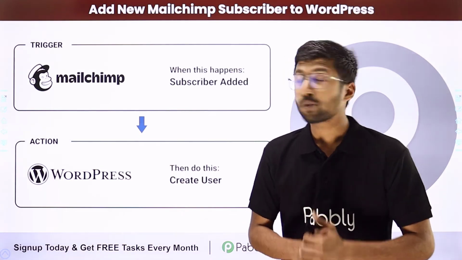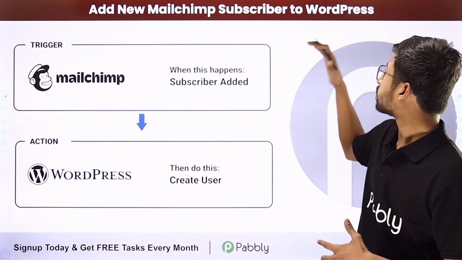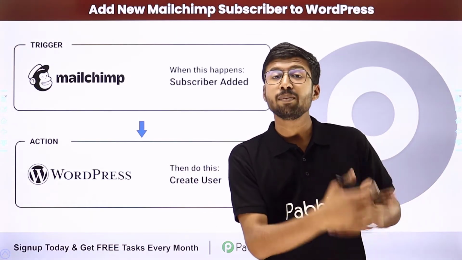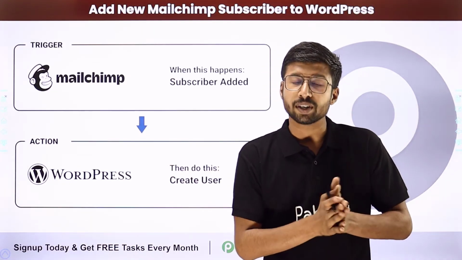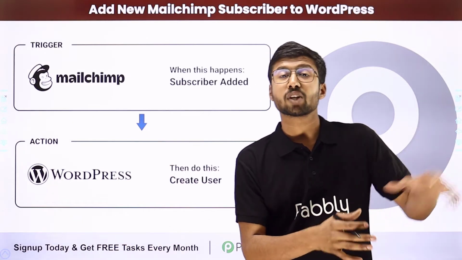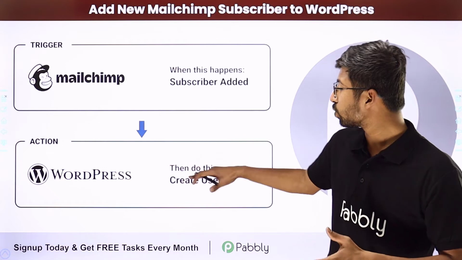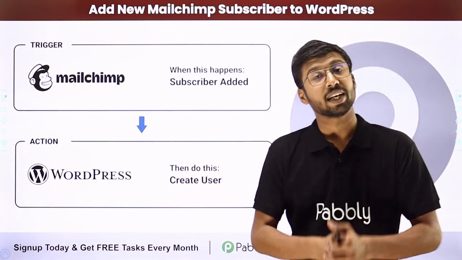So in this video, we are going to learn how to add a new Mailchimp subscriber to WordPress. Now suppose, guys, you are using Mailchimp as an email marketing application and you want that whenever a new contact, a new subscriber is added in Mailchimp, you add that same user as a new user, as a subscriber, in your WordPress site as well.